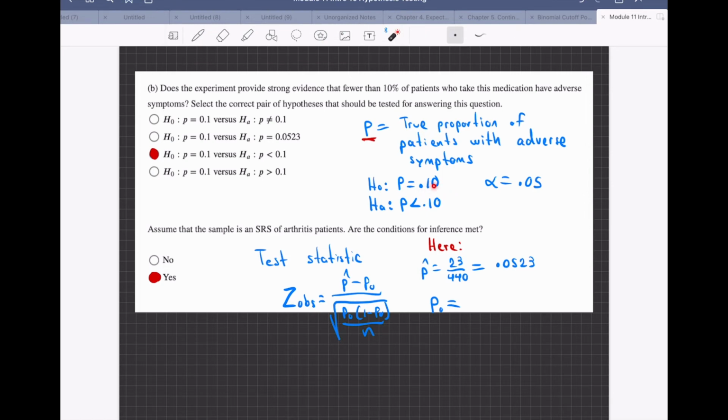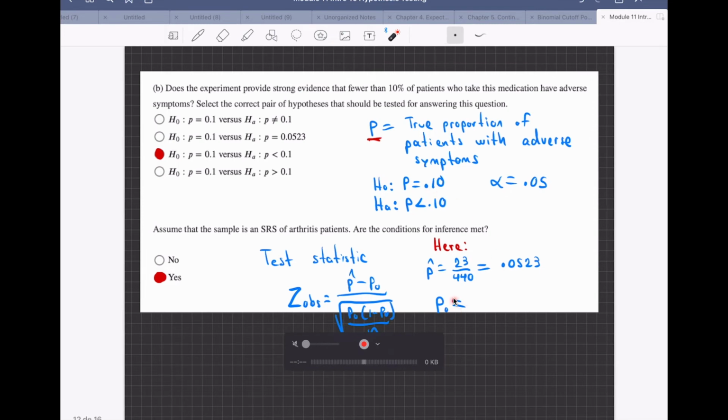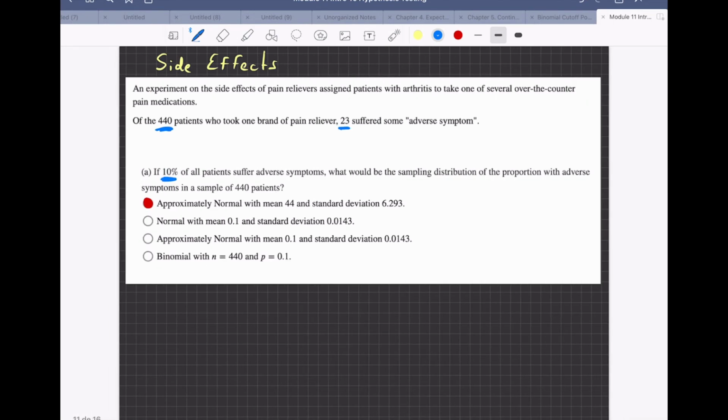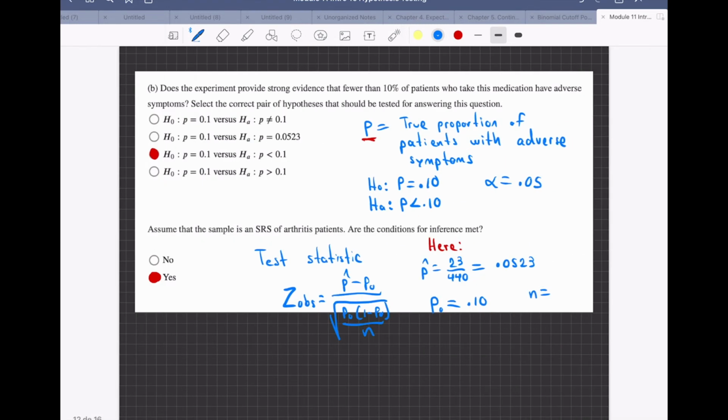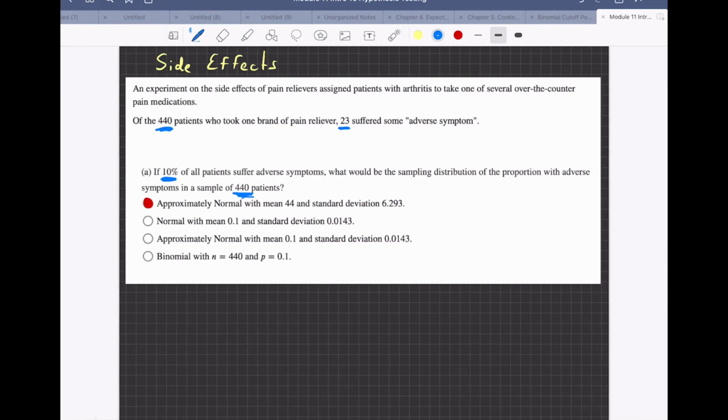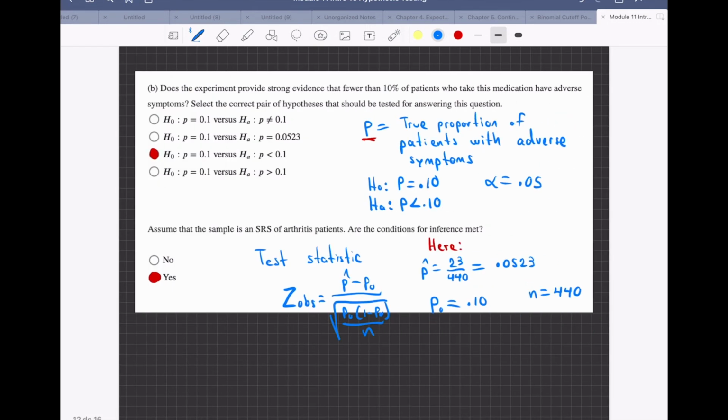What is P null, the hypothetical value from the null hypothesis? P null is 0.10. You see that? 0.10 is P null. What is n? The size of the sample is 440. There you have it here. So it's a very big sample. So that means that if the sample is random, we have a lot of good information. So here P null equal to 0.10, n equal to 440.